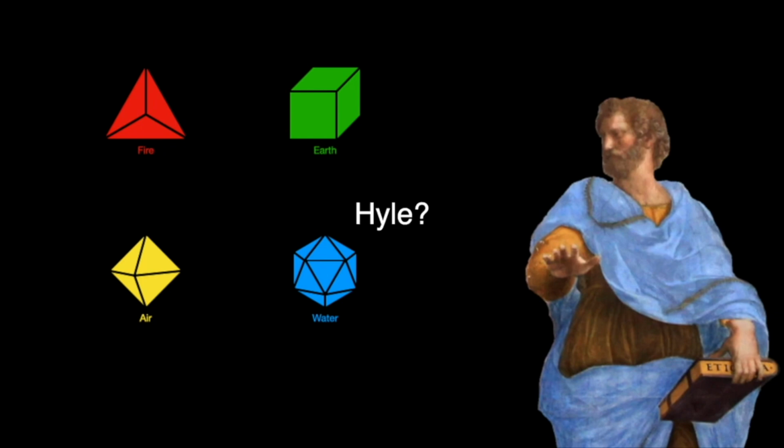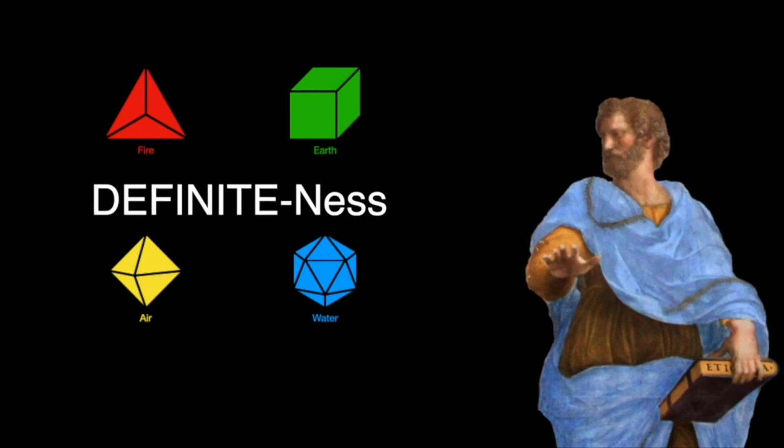The substances are composed of 4 elements: fire, earth, air, and water. To be said to be a substance requires taking on a Platonic form, or a Platonic geometry, as we will call it. Aristotle called this concept Heil, and it can be said to be the principle of how an object receives definiteness.